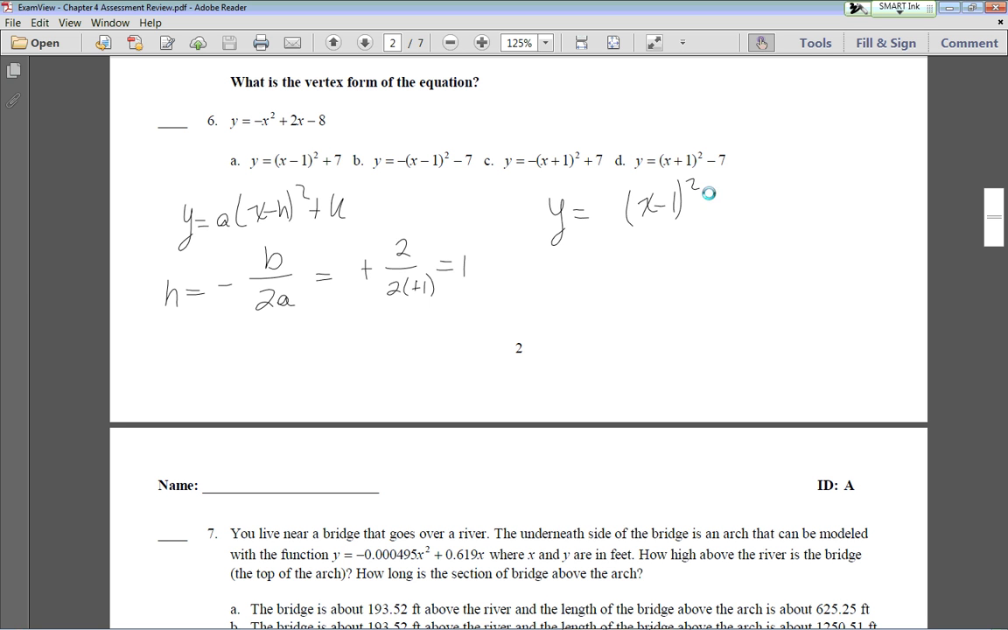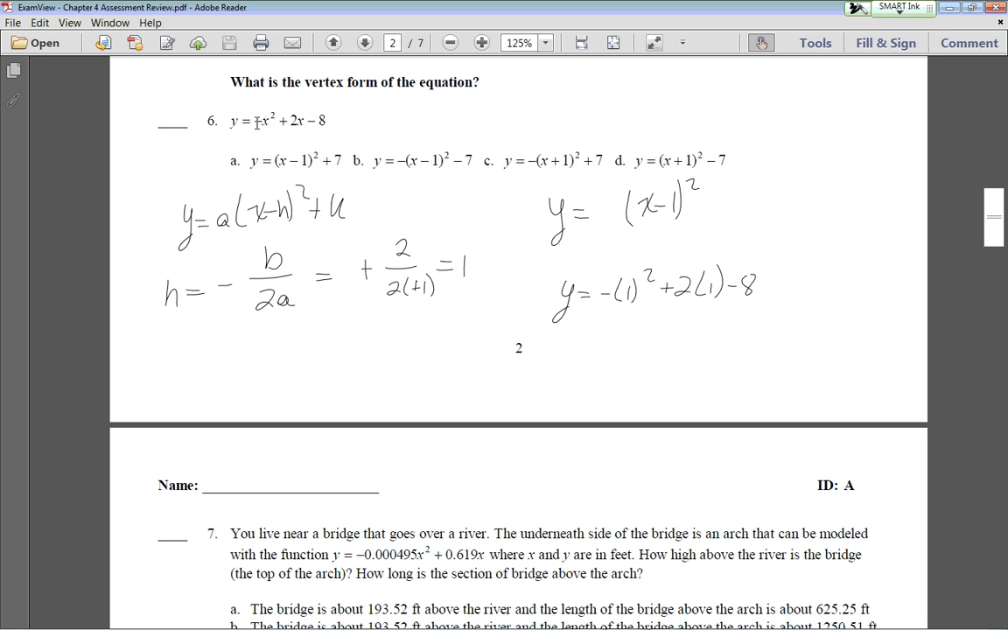Now we have to find k. k is easy to find because all you have to do is, once you find h, simply run it through your equation up here, and whatever y value you get will be k. So y equals -1 squared plus 2 times 1 minus 8. Notice the negative is outside the parentheses. I didn't say -1 in parentheses squared. That is important to know because the squared only affects the x. It doesn't touch the negative.